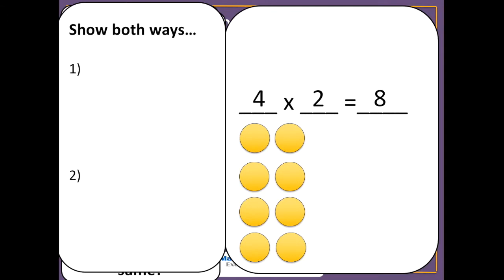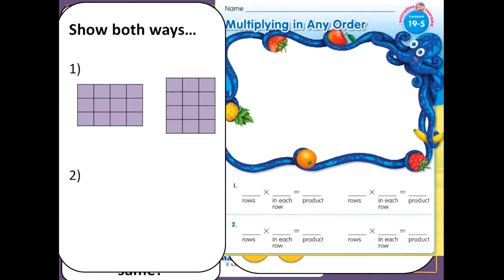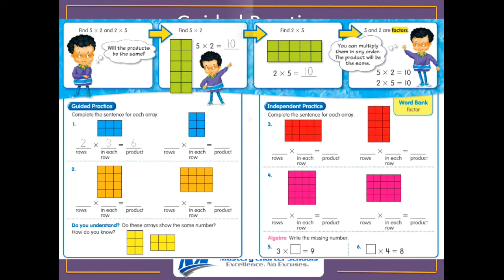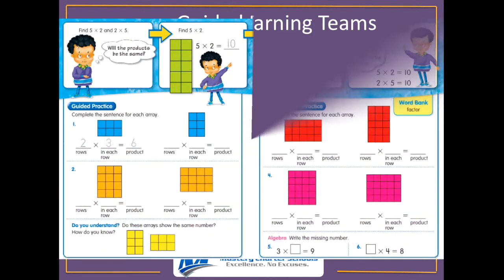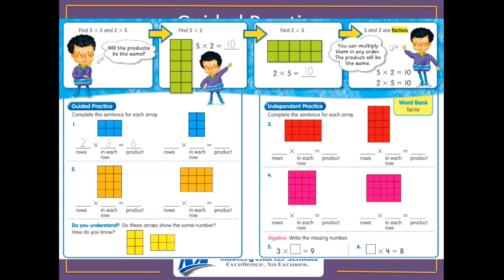And what we talked about was that it doesn't matter how you draw or write your array. It still comes out to be the same thing. 4 times 2 is the same as 2 times 4. They both equal 8. Then you solve these problems. We did it mostly by looking at arrays. So you all did pretty well with this, and now it's your turn to try showing 2 different ways of doing this.